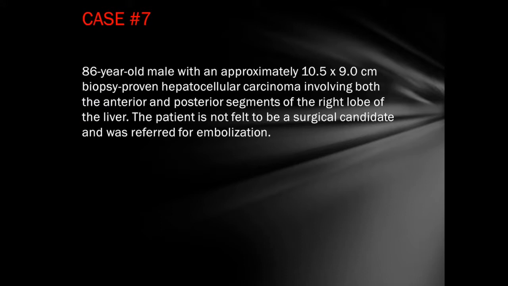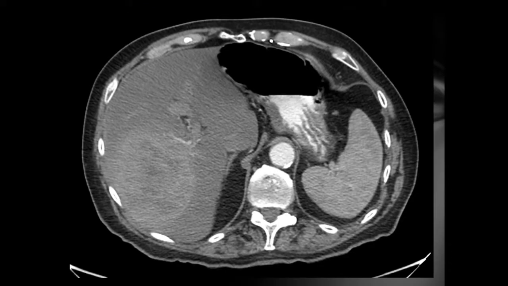Next case, an 86-year-old male with a 10.5 by 9 centimeter biopsy-proven hepatocellular carcinoma involving both the anterior and posterior segments of the right lobe of the liver. Due to the patient's age and comorbidities, he was not felt to be a surgical candidate and was referred for embolization. At our institution, we typically embolize our hepatocellular carcinomas with bland embolization. This could certainly be done with chemoembolization or Y90, depending on your protocols.